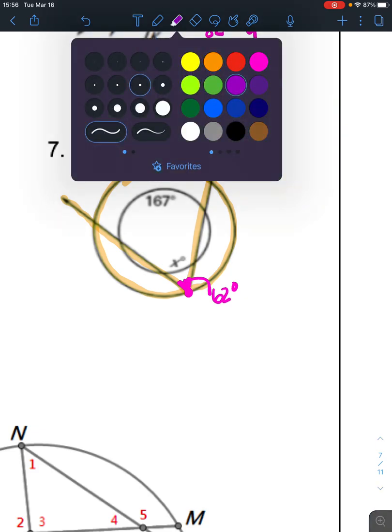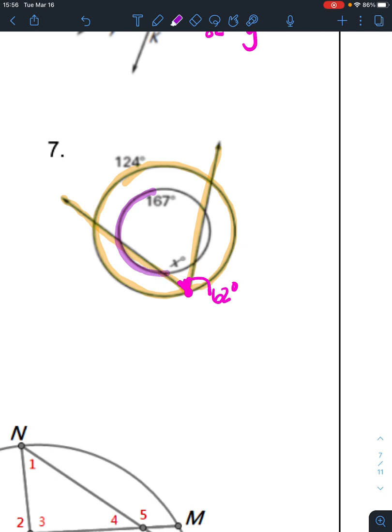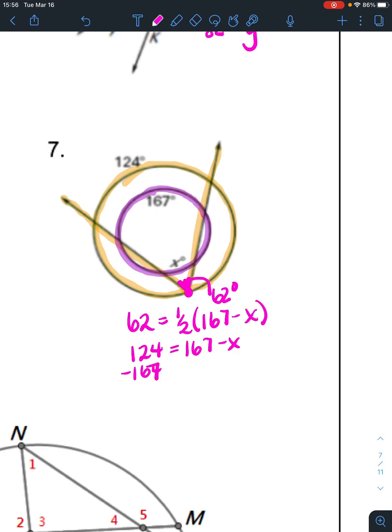Now I have enough to go in and use this inside circle because now I have that angle. So now I know that the angle 62 is equal to 1/2 of the difference between the 2 arcs. So I can set it up. So again, multiply by 2 on both sides. You get 124 is equal to 167 minus x. Subtract 167 from both sides, and you get negative 43 is equal to negative x, or x is equal to 43.